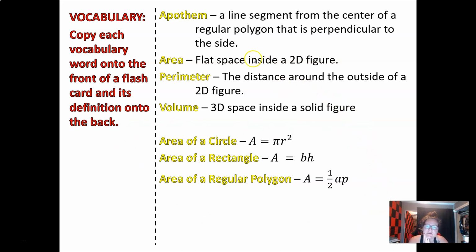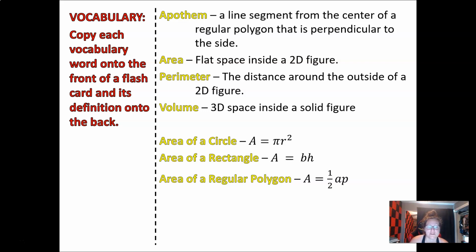And then it's also important that you know that this little a stands for apothem, and it's a line segment from the center of a regular polygon perpendicular to the side. Later on in the notes, I will show you a picture of what the apothem is, okay?